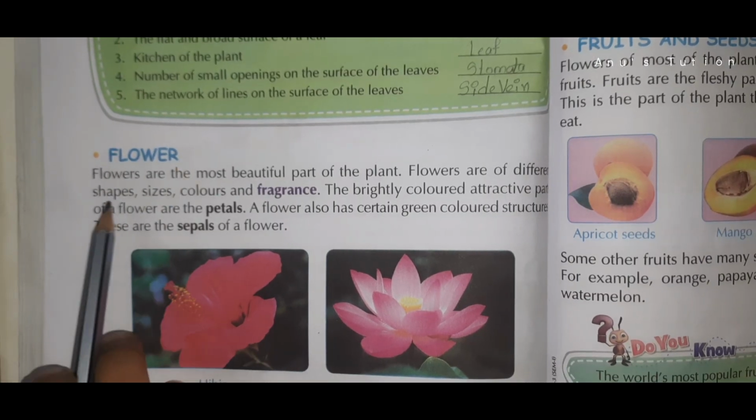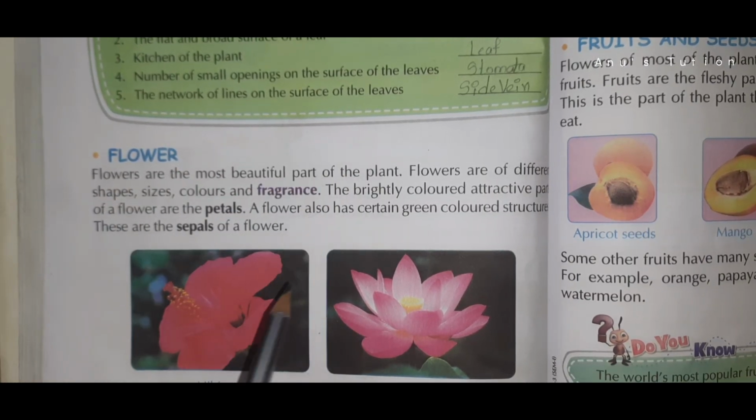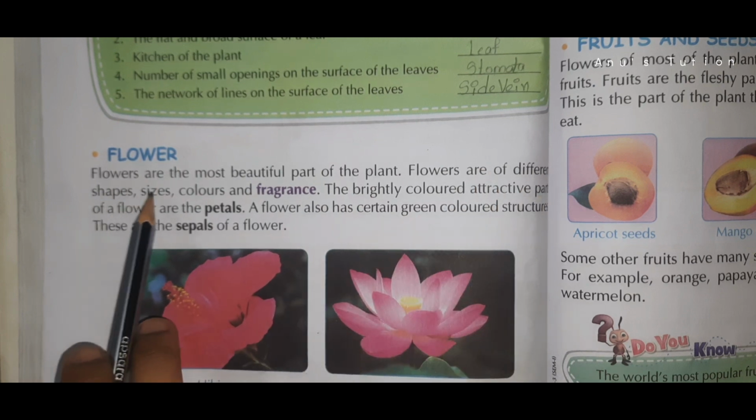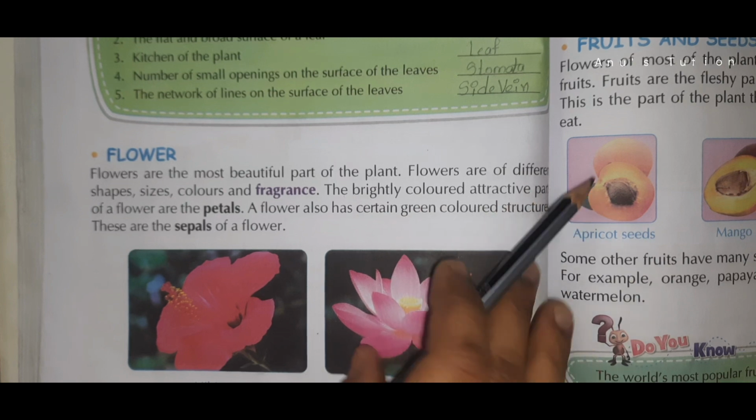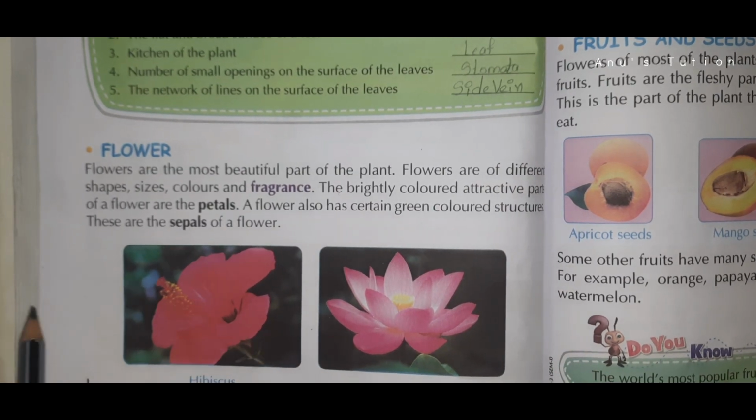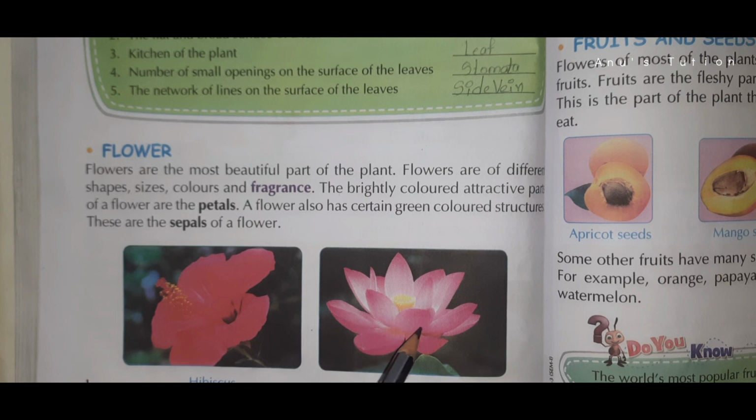Next topic is flower. Flowers are the most beautiful part of the plants. Flowers are of different shapes, sizes, colors and fragrance. The brightly colored attractive parts of the flower are the petals. These are called the petals.